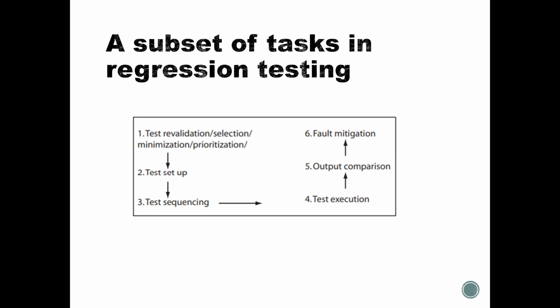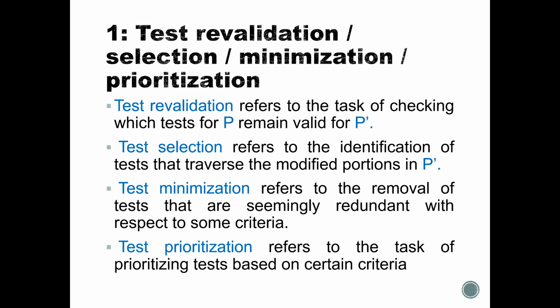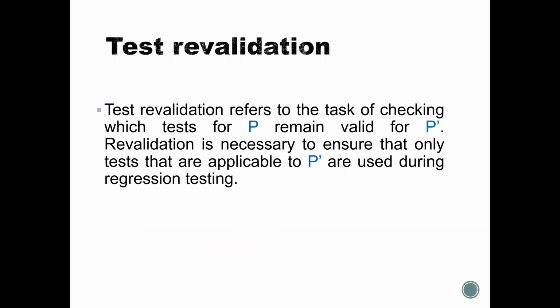So the first step, if you see here in this figure, is test revalidation, selection, minimization, and of course prioritization. We are going to see these four different tasks separately. So what exactly is test revalidation?